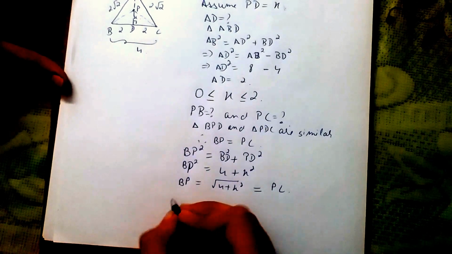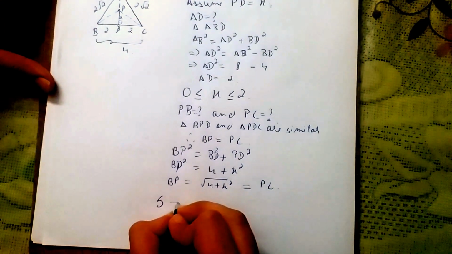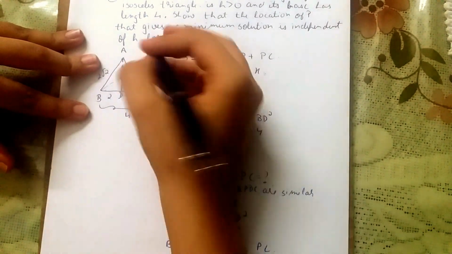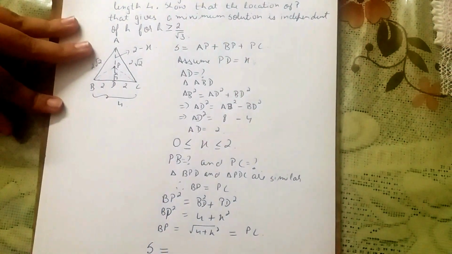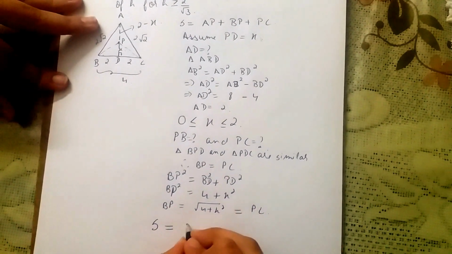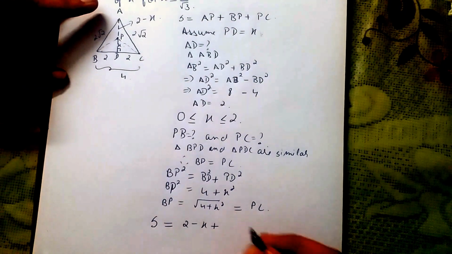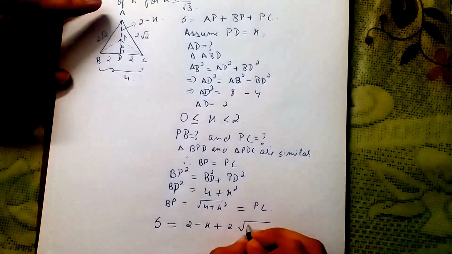Putting all these values in S, S will be equal to AP. We know PD is X, therefore AP will be equal to 2 minus X. This will be equal to 2 minus X plus 2 root of 4 plus X square. Now we need to find X.